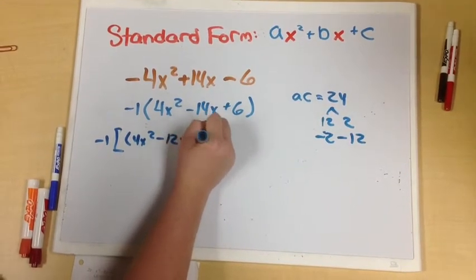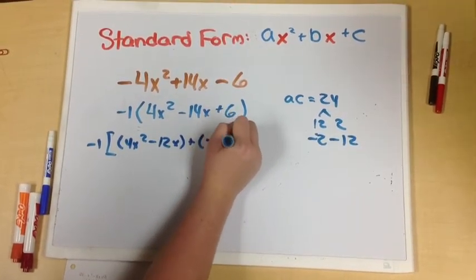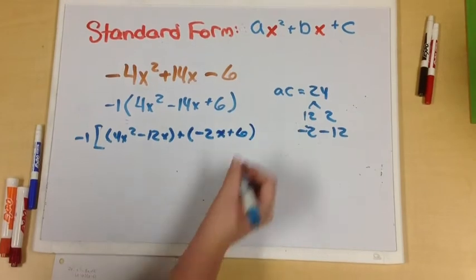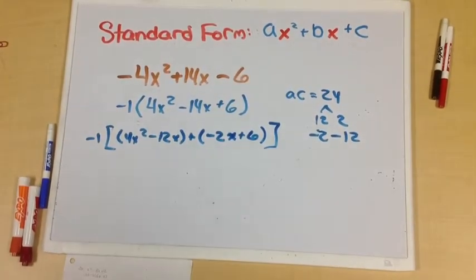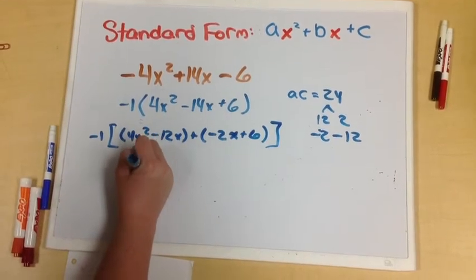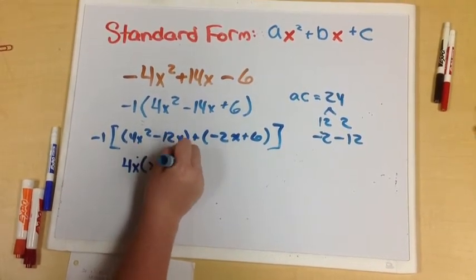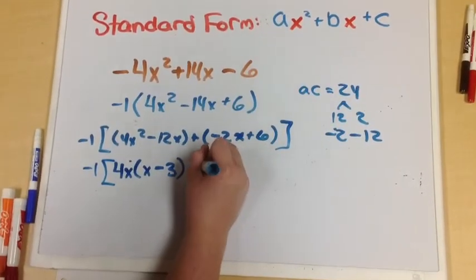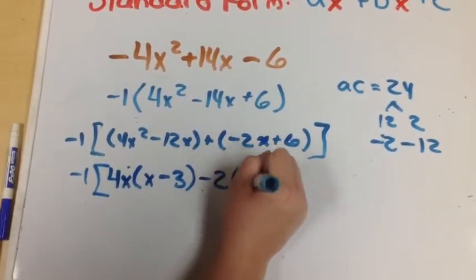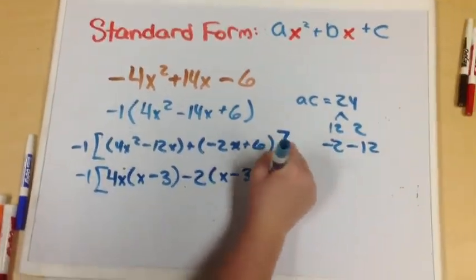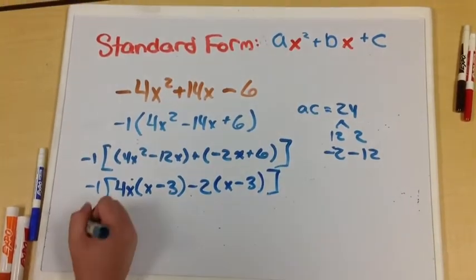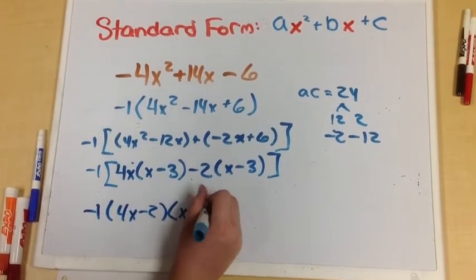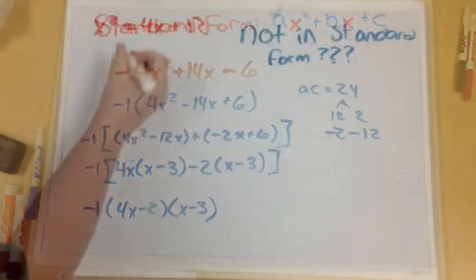Let's plug this into our equation. Leaving us with 4x times x minus 3. Oh, of course, with the negative 1 over there. Minus 2 times x minus 3. Leaving us with negative 1 times, of course, 4x minus 2 times x minus 3.